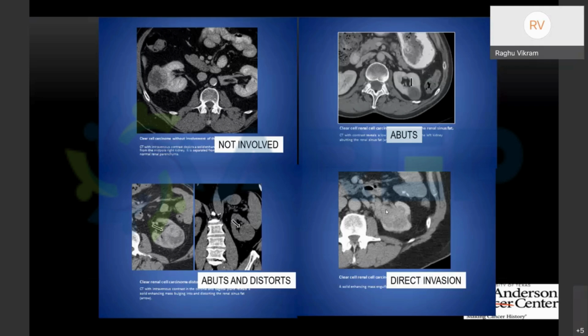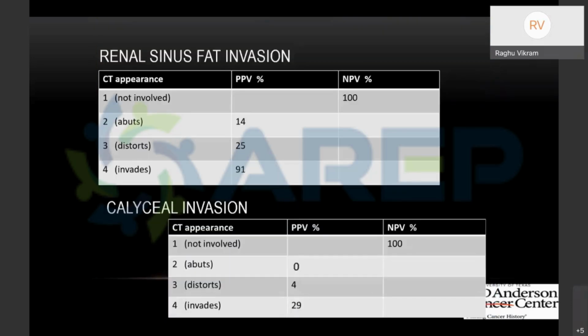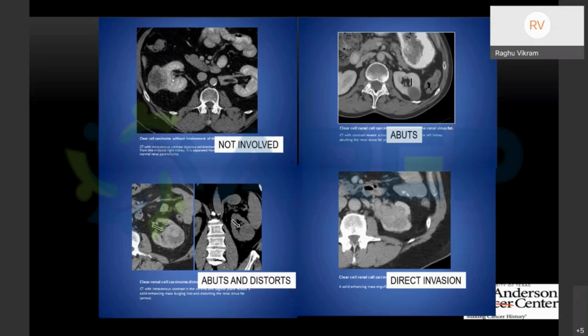Right. So we looked at a lot of patients who had radical nephrectomy and scored our lesions like this: not involved, abuts and distorts, and direct invasion. And what we found was very interesting. These were all patients with clear cell renal cell carcinoma, not anything else. When we compared it to the pathology, when we said it is not involved, none of them were involved. And that is obvious, not surprising.